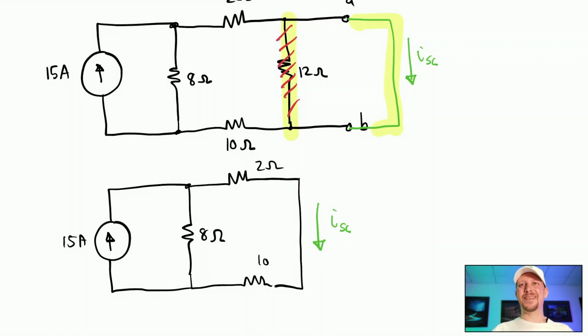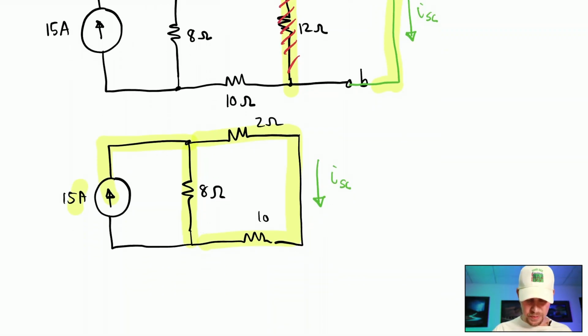Hopefully you recognize that this is an even simpler current divider than the one we had previously, right? So here we actually have this branch where we're trying to find the current. There's a second branch right there. This 15 amps, as it starts flowing into that node, part of it splits off into one branch, the other one splits off into the other one. So once again, we can use current division.